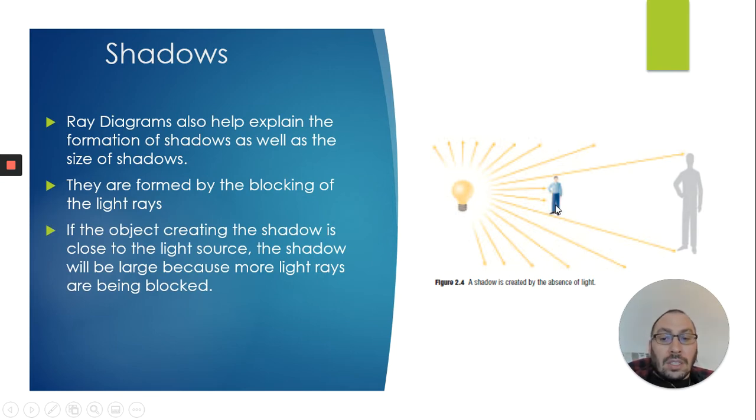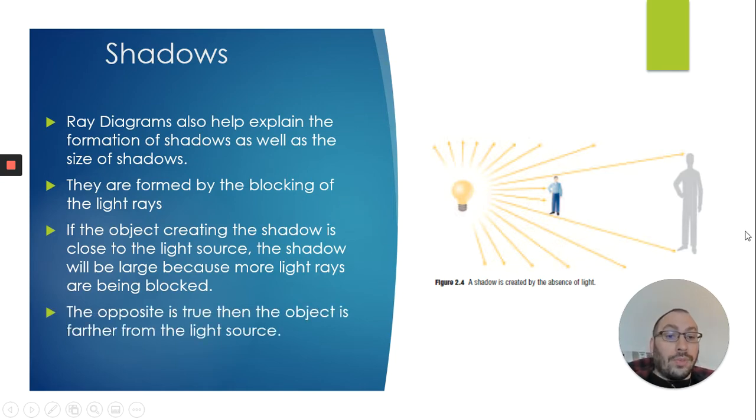If the object creating the shadow is close to the light, so the closer we bring it to the light, the more light rays are hitting the individual. So the other light rays are going to end up spreading or diverging more, and the shadow will end up being larger. The opposite is true the farther away. If we were to move this gentleman further or closer to the wall, the number of light rays hitting him would be less, so the shadow would end up being smaller.